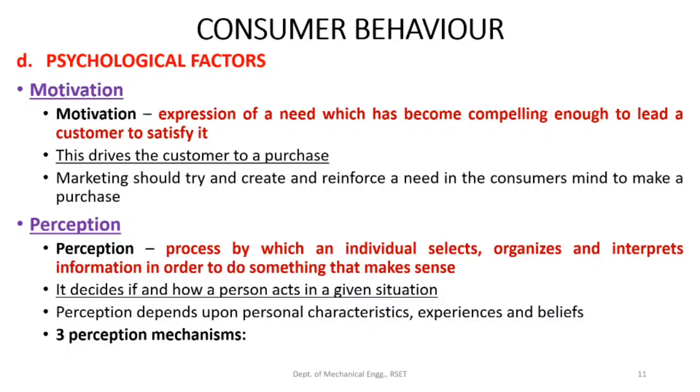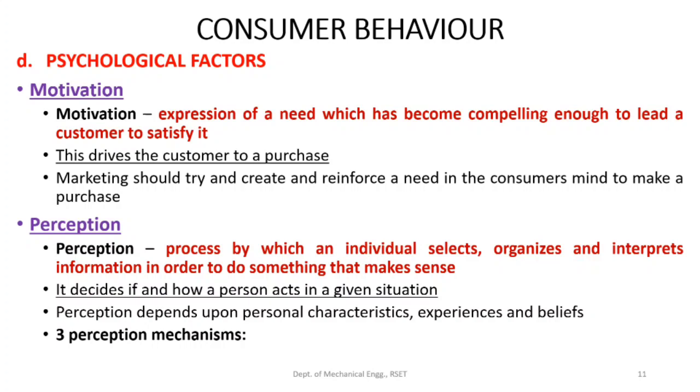The second psychological factor is perception. Perception is a process by which an individual selects, organizes, and interprets information in order to do something that makes sense. So, perception is what decides if a person would react to a situation, and if he does, how he will react. So perception decides if and how a person acts in a given situation.